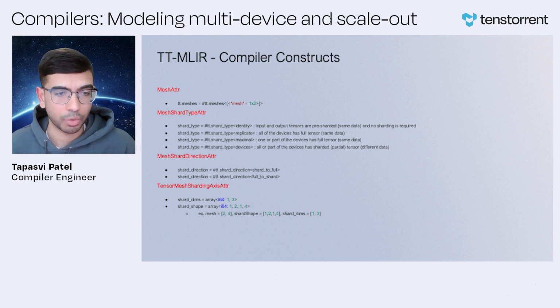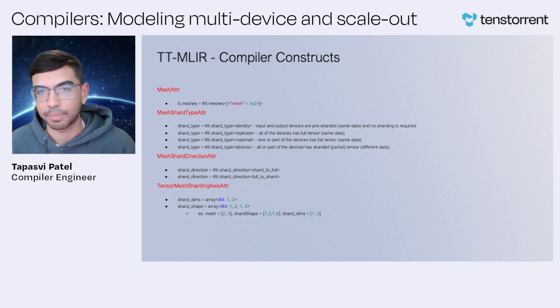We have the mesh shard direction. Are we going from shard to full or full to shard? Very similar to your mappers and composers abstraction. And we also have a tensor mesh sharding axis attribute. Essentially, this is very similar to the tensor dimensions that you had to provide in your mappers and composers. So here, let's say you have a mesh of 2 by 4 and your tensor rank is 4, we can have a shard shape of 1, 2, 1, 4, which basically means that your tensor dimension 1 over here and your tensor dimension 3 over here are going to be split across your 2 by 4 mesh on each of these 2 axes, as you see.